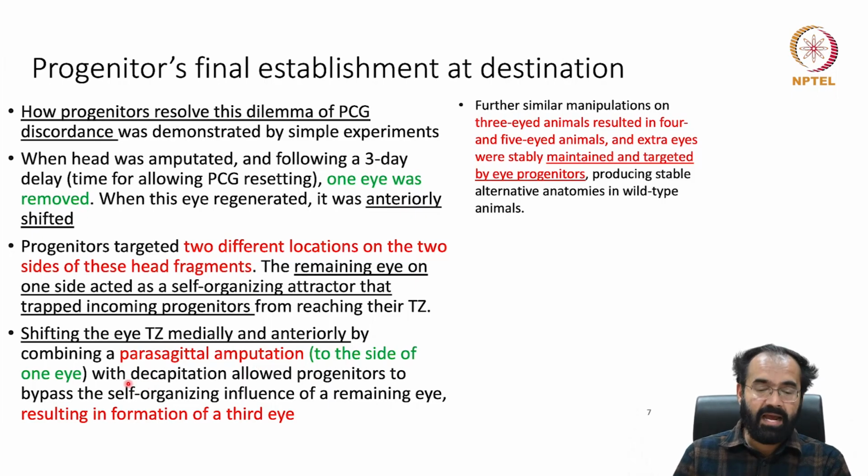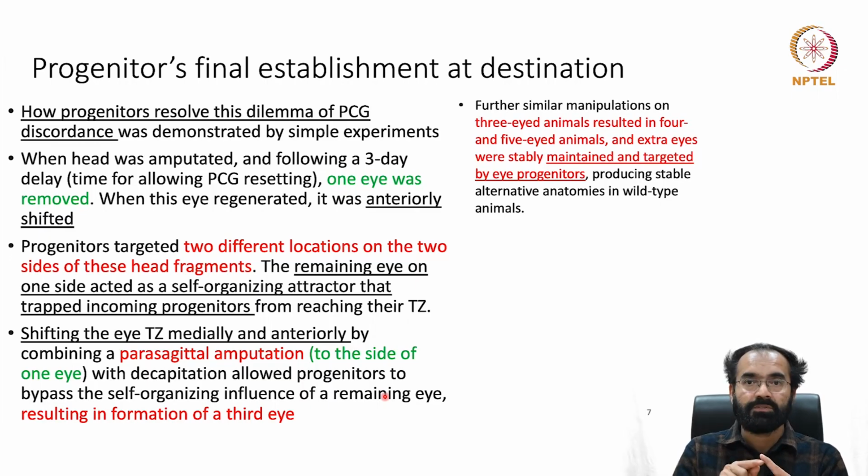cutting, to the side of one eye with decapitation allowed the progenitors to bypass the self-organizing influence of the remaining eye, resulting in the formation of a third eye. Say you cut it in an angle, existing eye is untouched, then the newly formed blastema assumes both are missing, you end up getting extra two eyes.